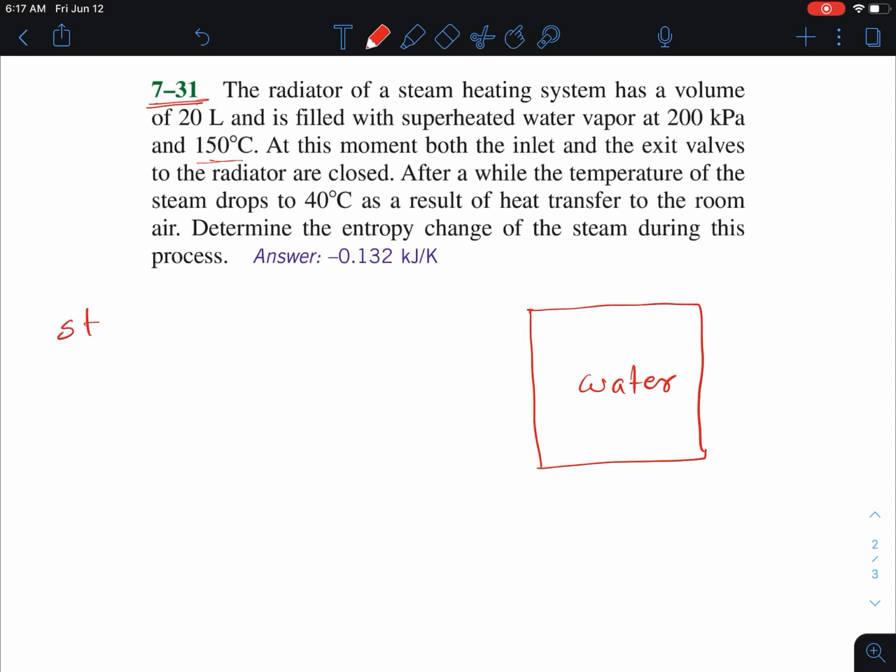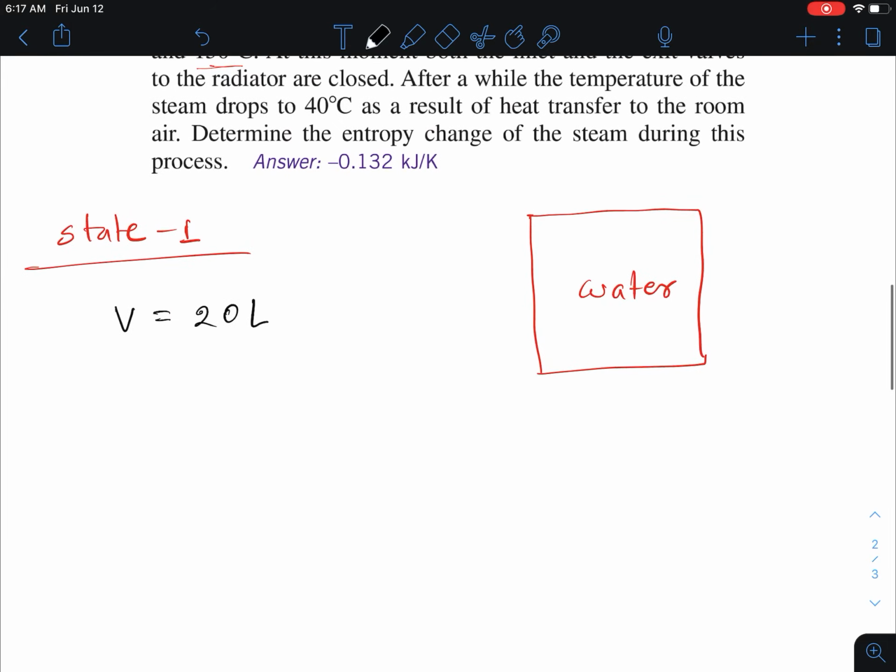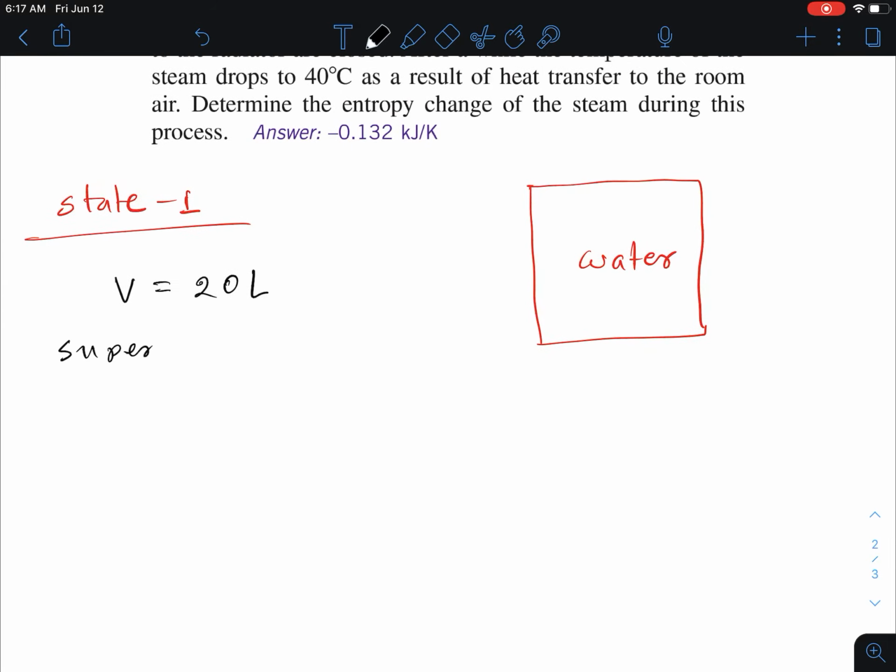So at state 1 we have the volume V equals 20 liter, right? And then the condition of that vapor is superheated, and the pressure of that superheated vapor is 200 kilopascal, and the temperature of that superheated vapor is 150 degrees C, right?